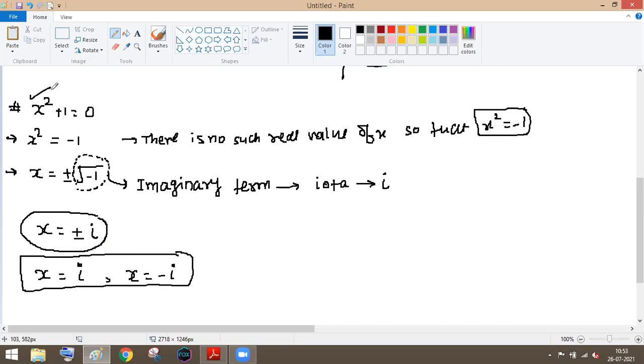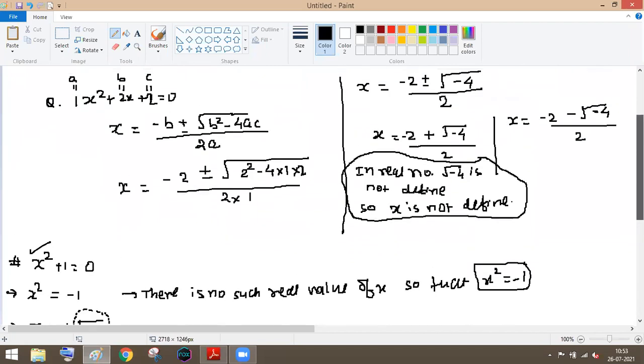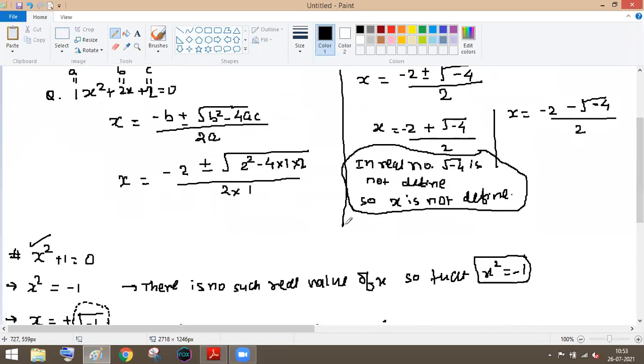If any equation has 2 degree, if the power is 2, there must be 2 solutions. Okay, and we got the 2 solutions. One was I, another was minus I. But this I is known as imaginary, and this value of I is taken as root over -1. And when we got this, then we can solve any type of equation, using the properties of degree.